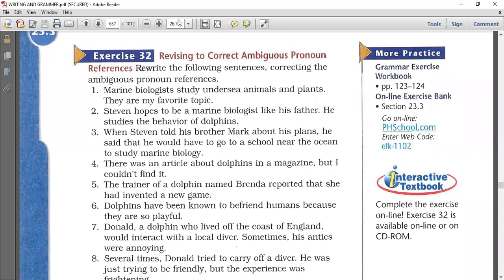Who wants to answer number 2, guys? Ryan, go ahead. Stephen hopes to be a marine biologist. Stephen hopes to be a marine biologist like his father, who studies the behavior of dolphins. Thank you. Okay, because he here is ambiguous. Here we don't understand whether it refers to Stephen or his father. So Ryan said, Stephen hopes to be a marine biologist like his father who studies the behavior of dolphins. Thank you, Ryan.